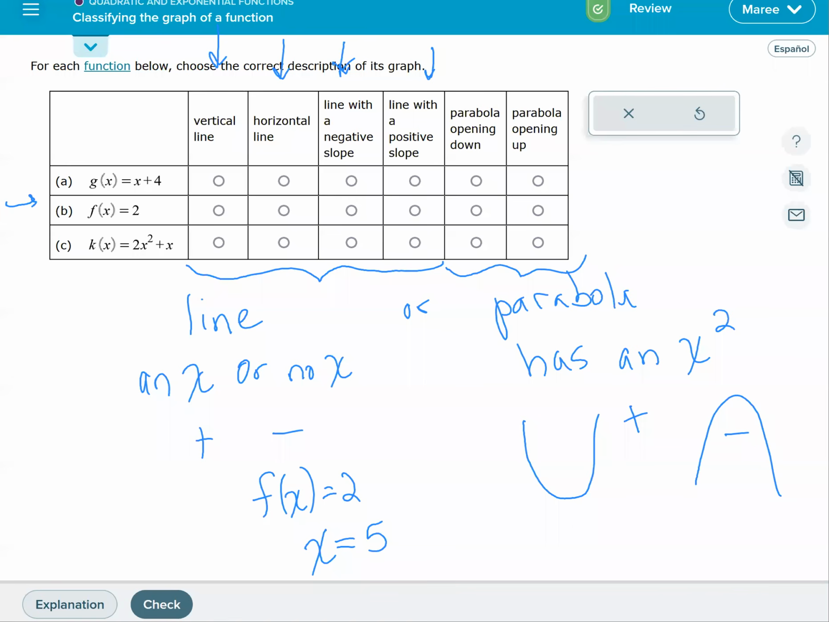So we'll fill this out here. We have g of x equals x plus 4. Because it's just an x, it's not an x squared, it is a line. The slope is 1, which is positive. So we're going to say it's a line with a positive slope.